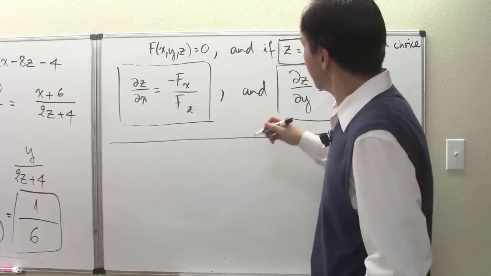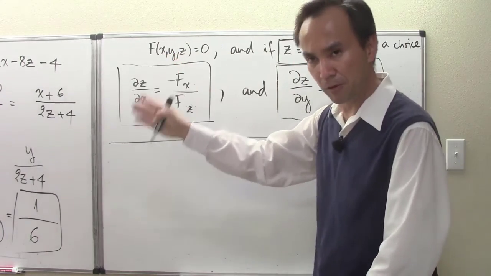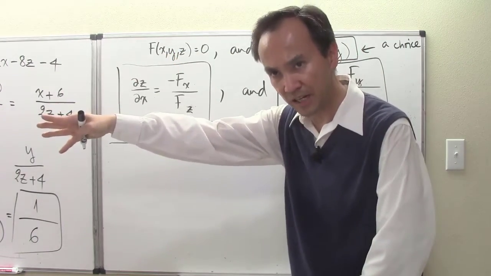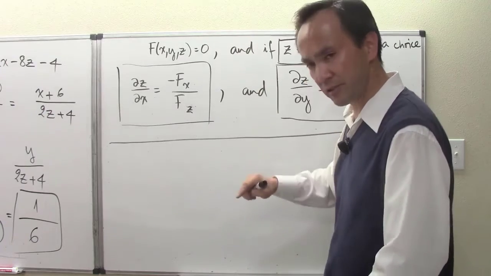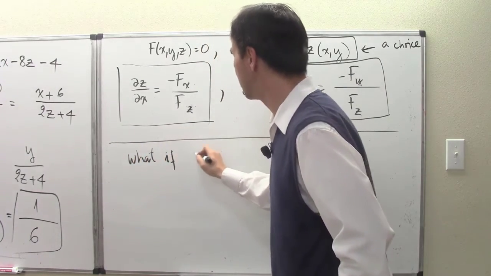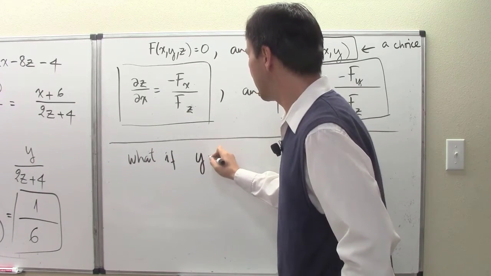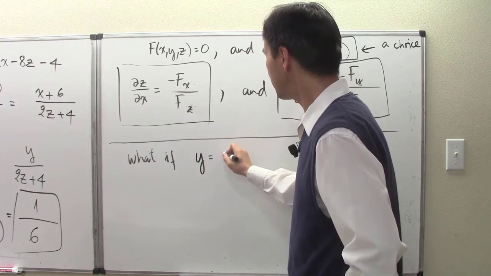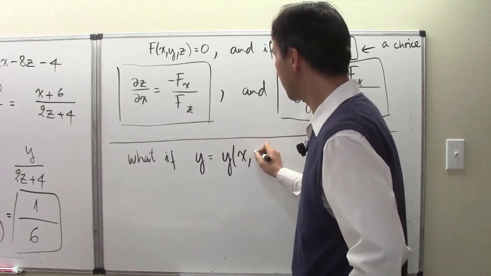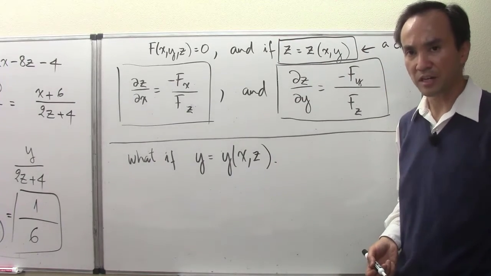The idea is we pick one among the variables to be the implicit function in terms of the other remaining variables. So in this case, what if we choose y as a function of the other 2 variables, z and x? That could be a choice. That could have been a choice.